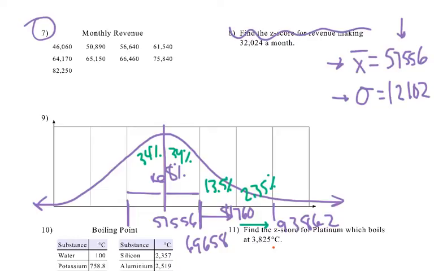So I go 57,556 minus 12,102. That gives me 45,4. And then we're going to go again down. So I subtract 12,102 from the 45,4. I get 33,352. Then we do it one more time.